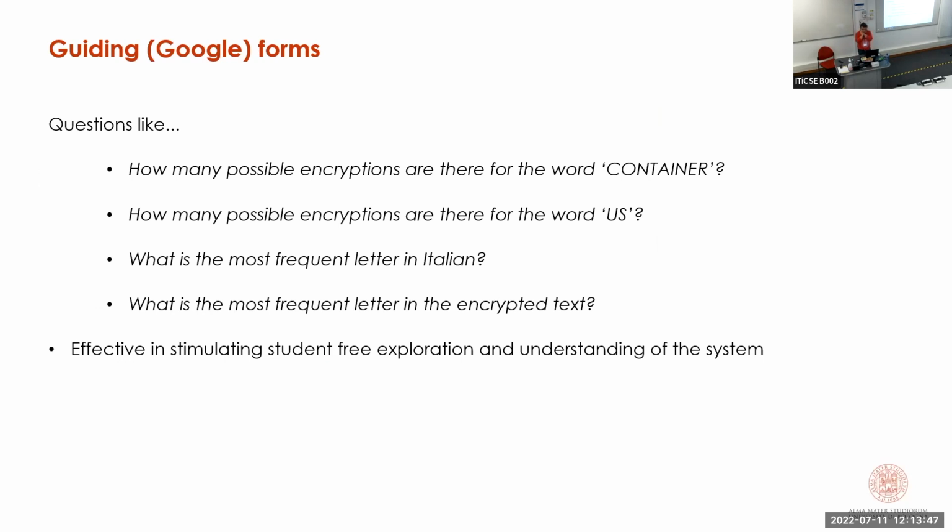But we also ask them some guiding questions to scaffold this experience in some sense. So, for example, how many possible encryptions are there for this word and that word? For example, in Caesar it is always the length of the alphabet. Or what is the most frequent letter in Italian, in the decrypted text, and so on. And this proved to be very, very effective because we pointed our students towards the specific characteristics we wanted to show, but they felt very free to think and explore and spend a lot of time in these playgrounds.